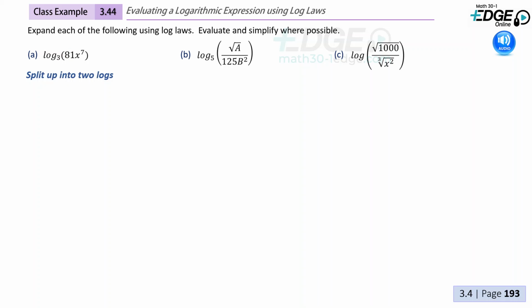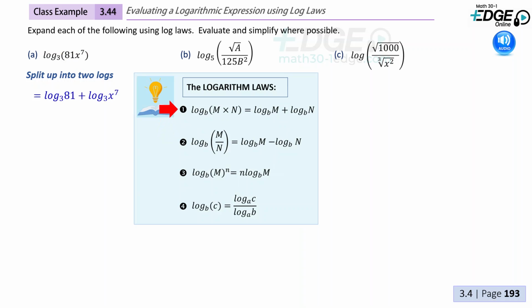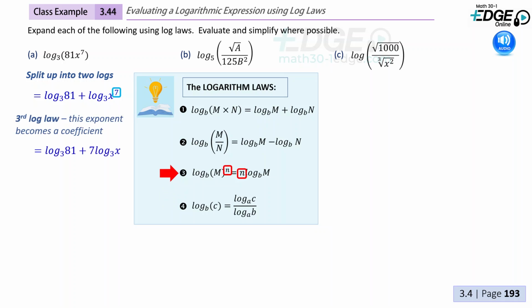So in this case, we can split this log up into two different logs. And the logs we're going to want to split it up into are log base 3 of 81 and log base 3 of x to the 7, because they're being multiplied together. So with multiplication, using our first log law, we can rewrite that as logs being added together. So that would be log base 3 of 81 plus log base 3 of x to the 7. We're also going to use the third log law to move that exponent down in front of the log, so it becomes the coefficient.